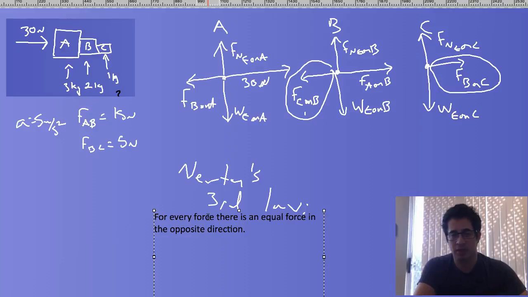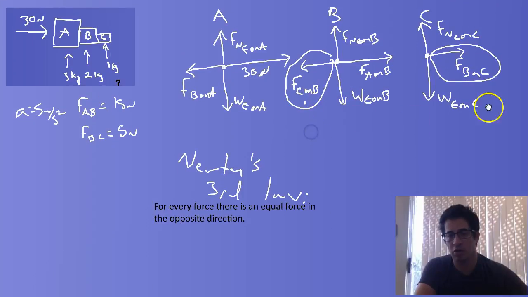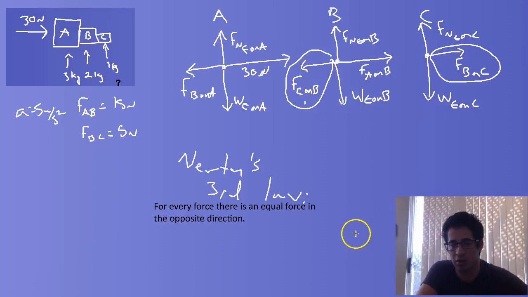So those are some examples of Newton's third law. These forces, such as the force from B on C and the force from C on B, are called Newton's third law pairs because they go together. A great example is when you're weighing yourself on a scale, you push down on the scale and the scale pushes back up on you. That's a Newton's third law pair.